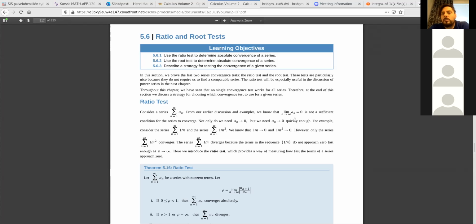Sometimes we get series that are not so easy to determine whether they converge. So here are three more things that we will learn, the so-called ratio and root tests. We want to be able to use the ratio test or the root test to determine the convergence of a series.